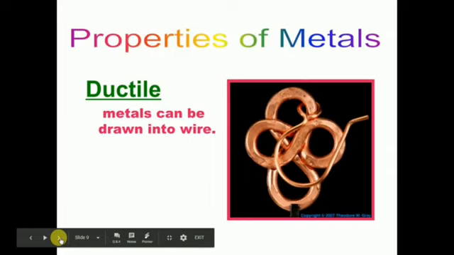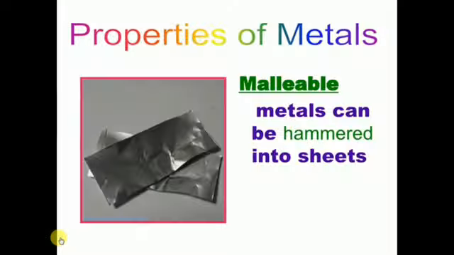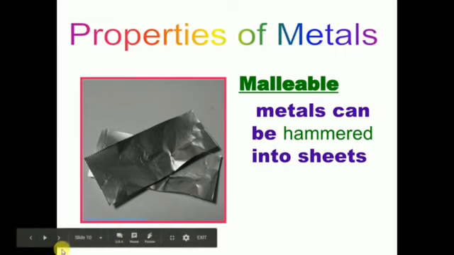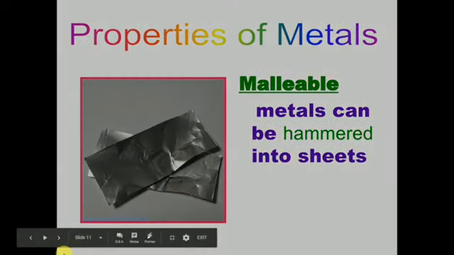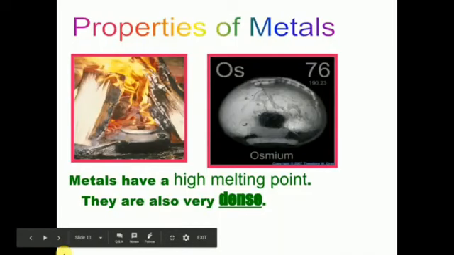That means they can be drawn into thin wires. And this particular property of metals makes them suitable for making jewelry. Metals are malleable too. That means they can be hammered into thin sheets. You must have seen aluminum foil in your kitchen, which is used for packaging food items. That is the best example.